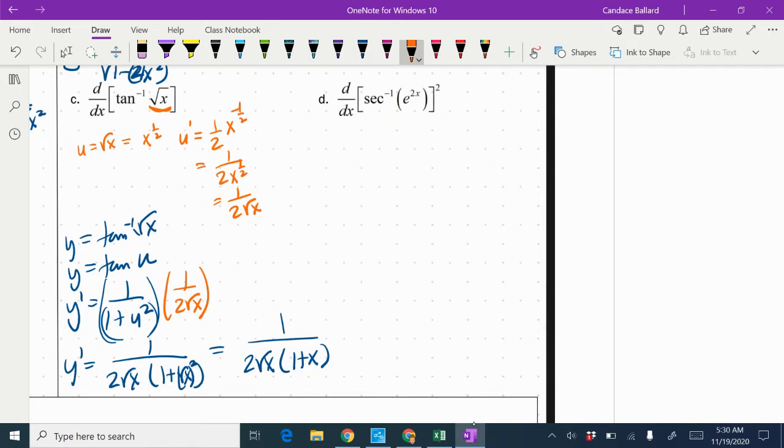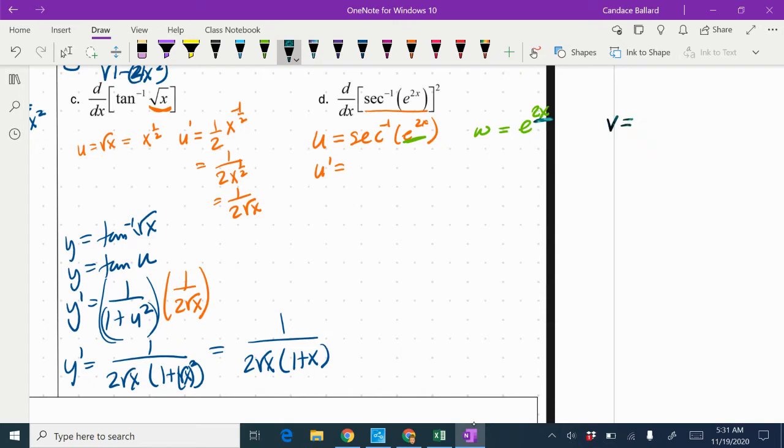So I'm starting by noticing in this one that my outermost function is the squared, so that piece there is going to be my first u. So u equals secant inverse of e to the 2x. And then when I go to start taking that derivative, I notice, ooh, there is another u in there. So I'm not going to call it u, I'm going to call it w. So, and then I've got e to the 2x. And then I notice in there, there's another one. So it just kind of keeps chaining. So this one's kind of a little bit insane. So I'm going to call that v.